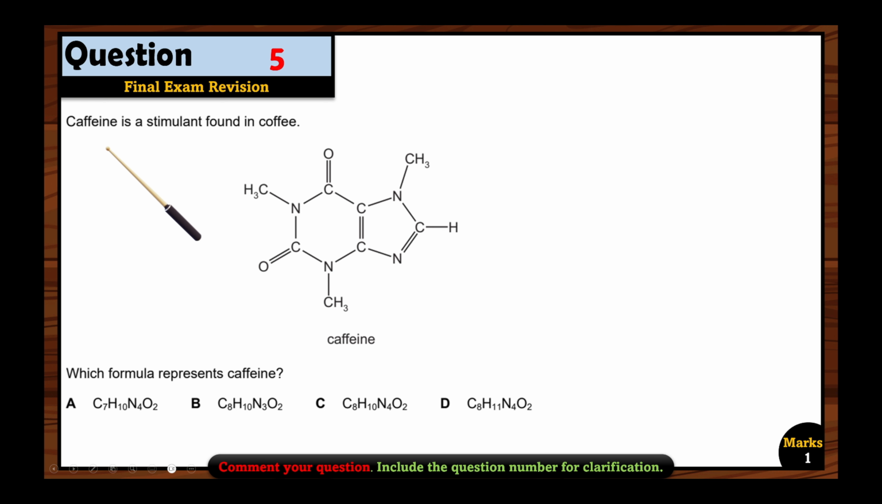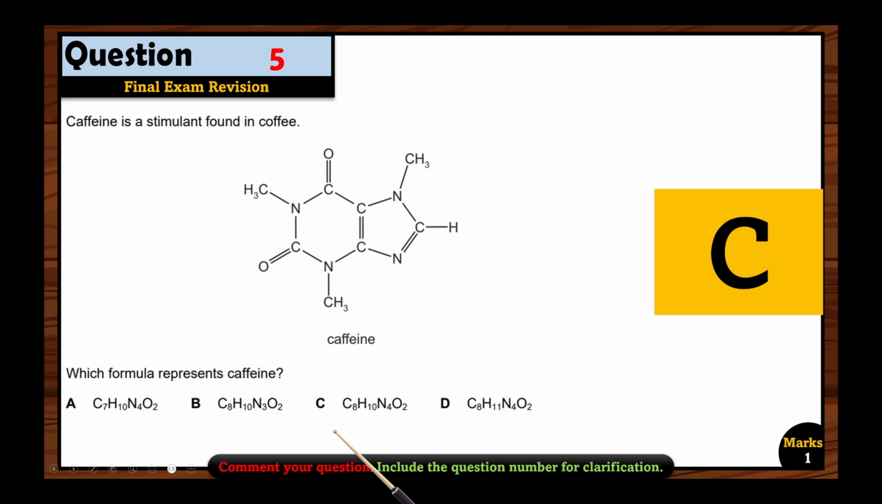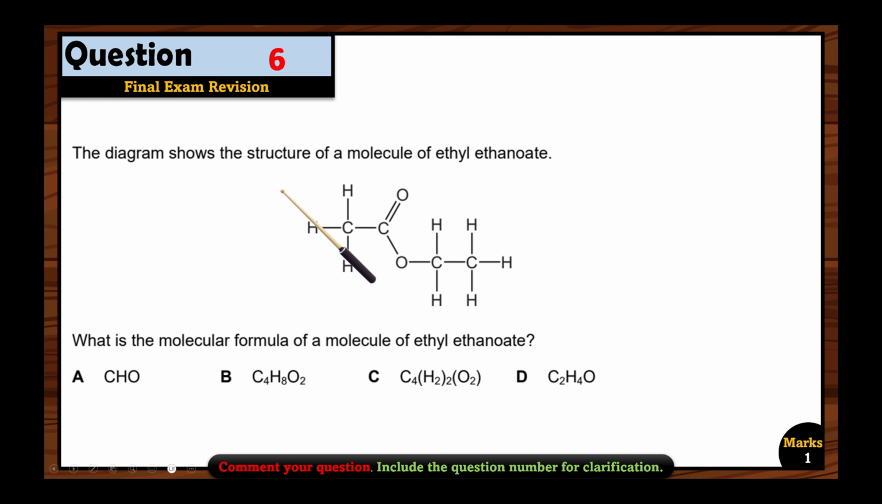Question 5. Caffeine is a stimulant found in coffee. Which formula represents caffeine? So it's simple. You just have to look at the structure and count the number of each element. How many carbons we have, how many nitrogens we have, how many oxygens we have, and how many hydrogens we have. Okay, so if you count, you will see that option C is correct. We have 8 carbons, we have 10 hydrogens, 4 nitrogens, and 2 oxygens. Question number 6, it's also simple, the same as question number 5.